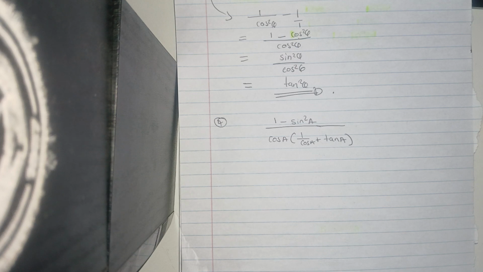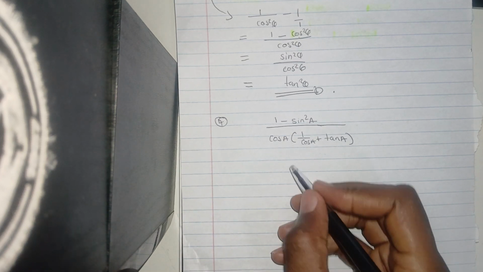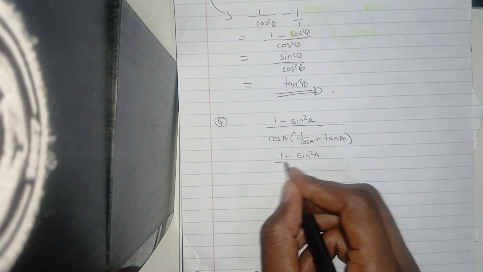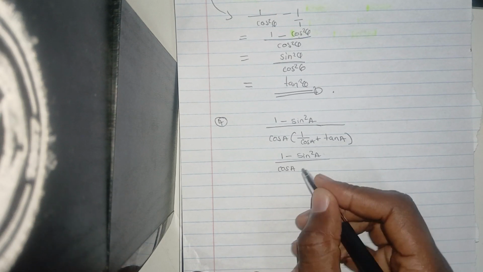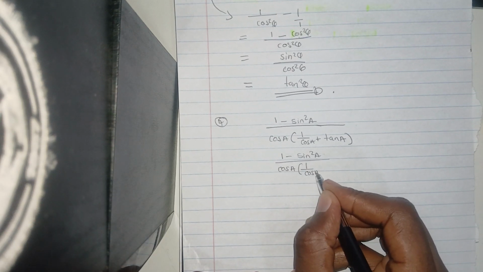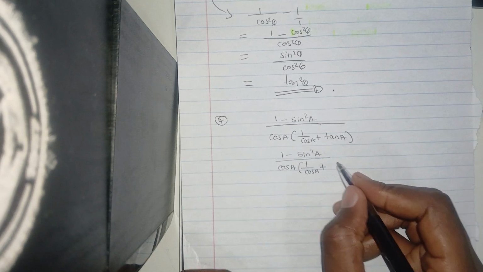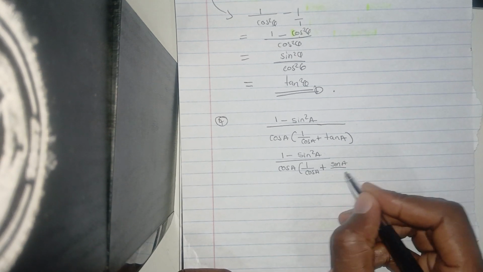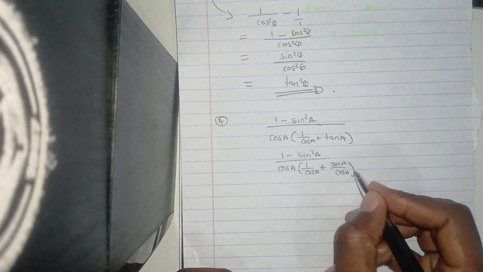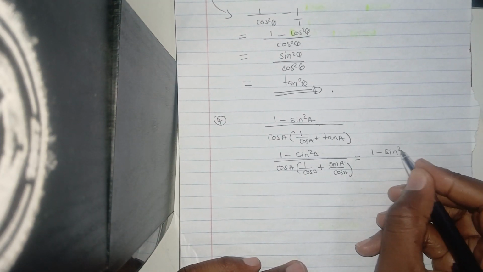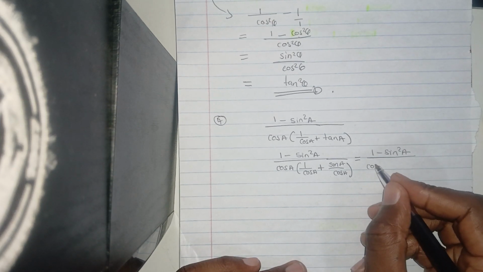Now, first thing first, we'll have 1 minus sine square a divided by cos a, 1 over cos a plus tan a. You can solve it anyhow, you can use your own way to solve it. Now, tan a, you can change it to sine a divided by cos a. You can change it like that. So now, 1 minus sine square a divided by cos a.